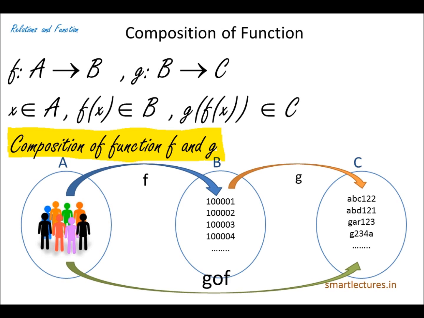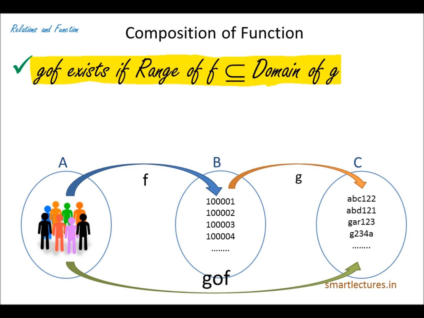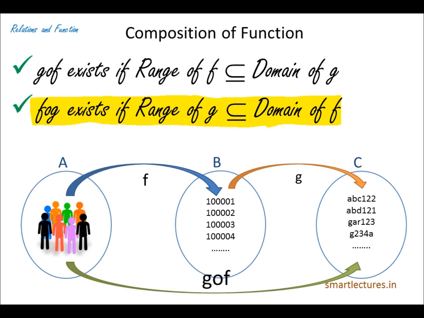Now I will discuss the preconditions for existence of composition of function. Suppose f and g are two functions, then g o f exists if the range of f is a subset of the domain of g, and f o g exists if the range of g is a subset of the domain of f.